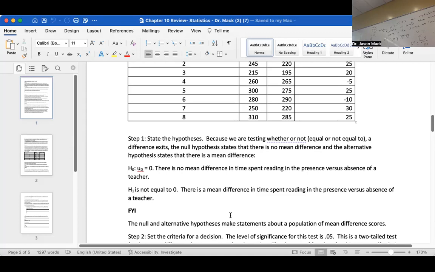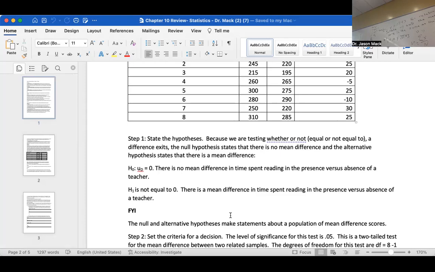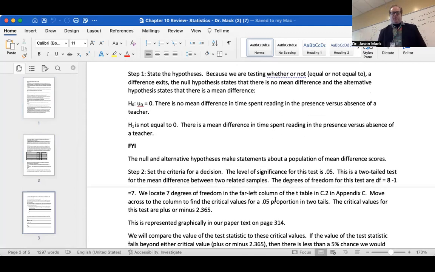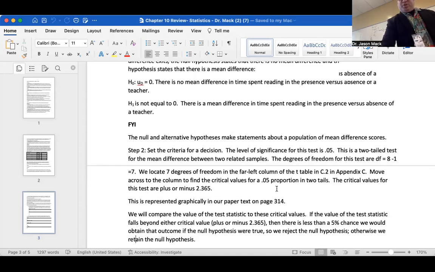Step 2, set the criteria for the decision. Level of significance is 0.05. This is a two-tailed test for the mean difference between two related samples. So 8 minus 1, that's 7. We locate 7 degrees of freedom in the far left column of the t-table in Table C.2, Appendix C. Move across the column to find the critical values for 0.05 in two tails. The critical values for this test are plus or minus 2.365. Does everyone see 2.365 in the table?